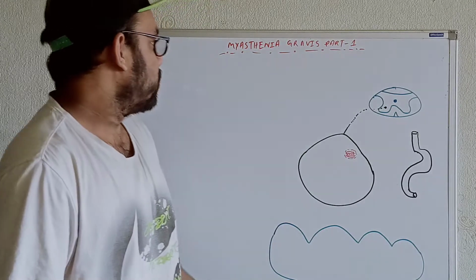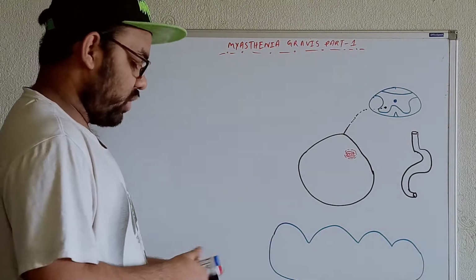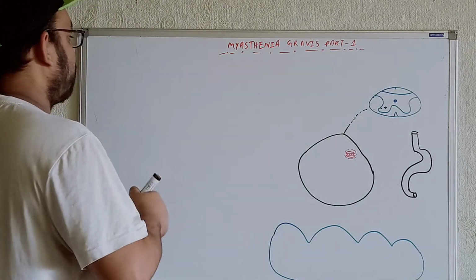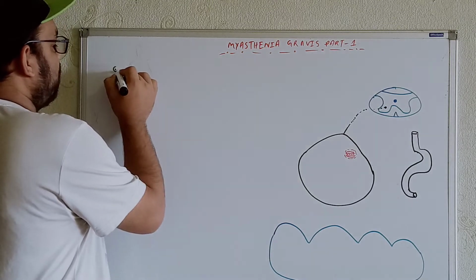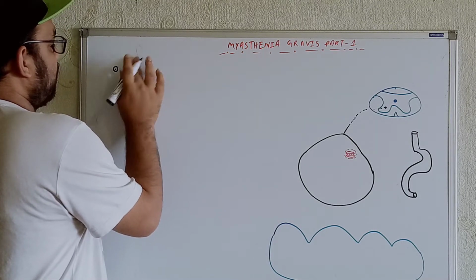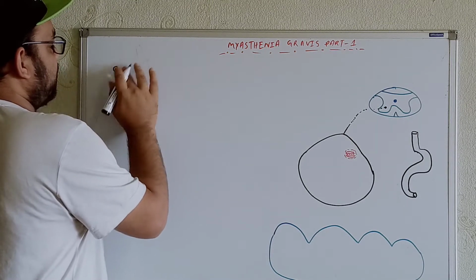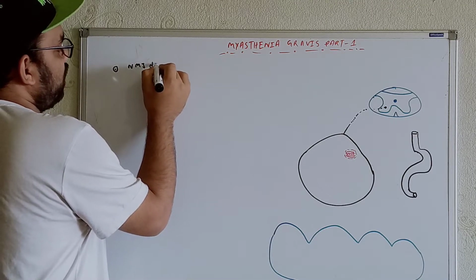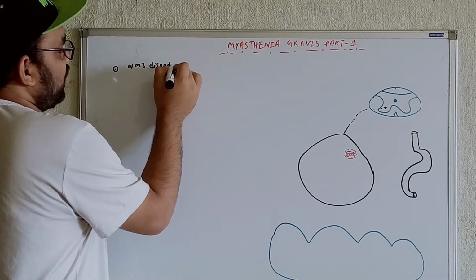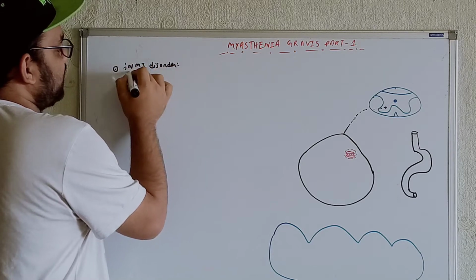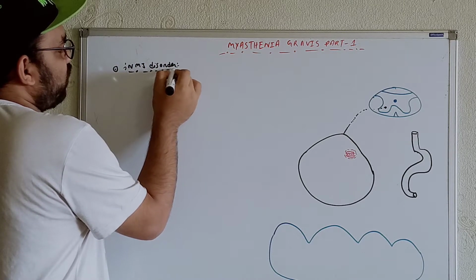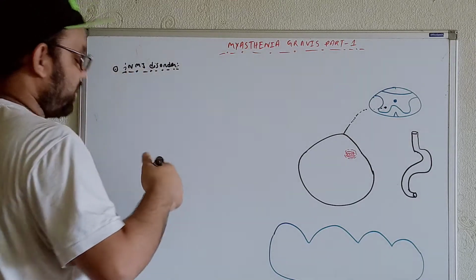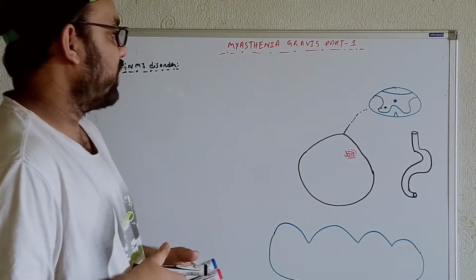As you know, this is the disease where we get the problem at the level of the neuromuscular junction. So we get a neuromuscular junctional disorder, right? Write it over here. What are the things we will get in these cases? Let's talk about the normal thing. What will we get under normal physiological circumstances?